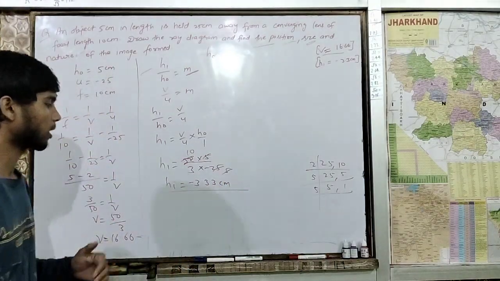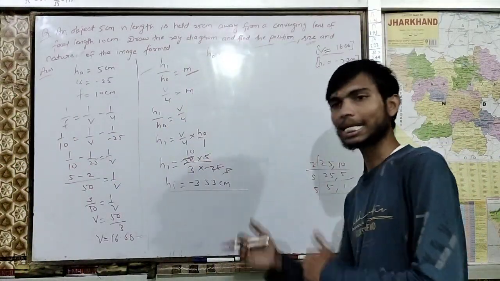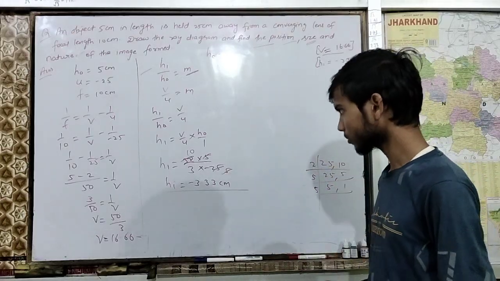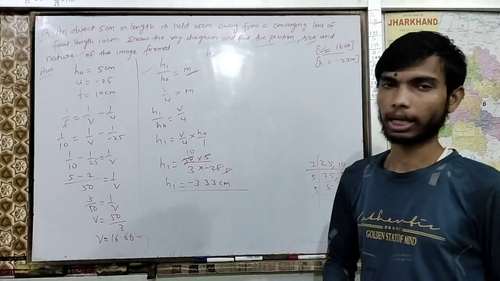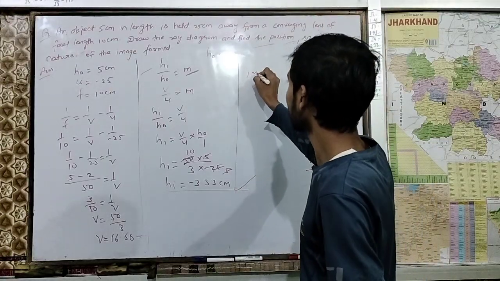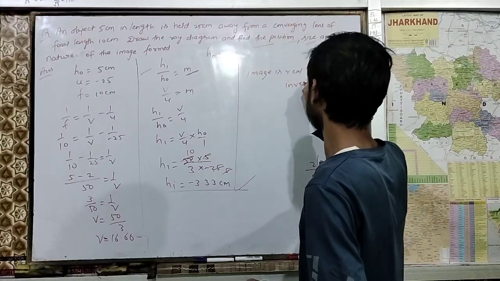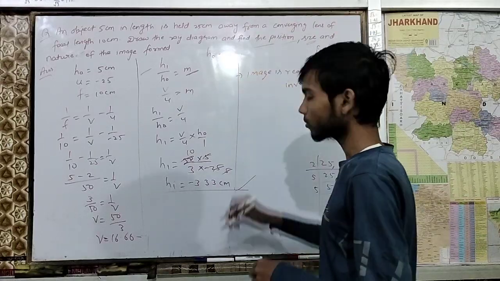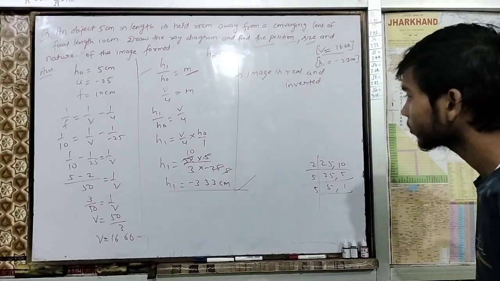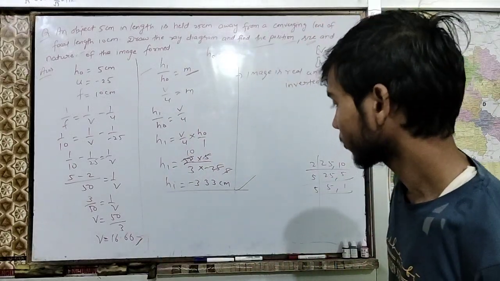Here you can see this value is negative. It means our image is inverted. Our image is real because it is going downward from the x-axis. That's all. So from this you can say the image is real and inverted. Clear? Inverted. Two things are clear. Now, what is it telling you?